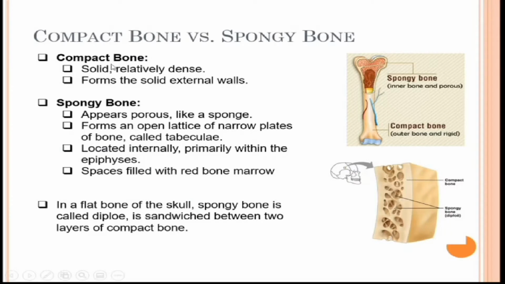So if we compare these two types of the bones, compact bones are solid, relatively dense, and form the solid external walls. Spongy bone is porous like a sponge, and it houses the red bone marrow. In the flat bones of the skull, the spongy bone is called diploe. It is sandwiched between two layers of the compact bones. We will explain this term when we reach bone formation, intramembranous bone formation.